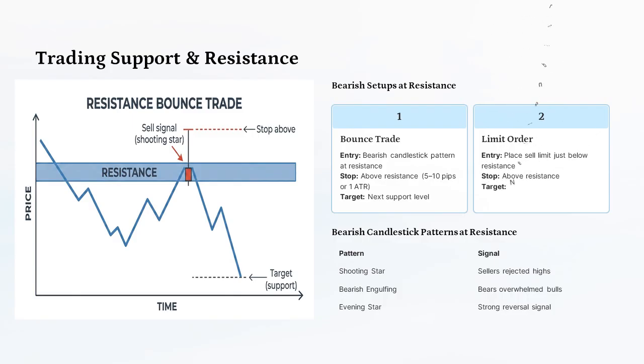The key insight is this. Support and resistance levels tell you where to look. Candlestick patterns tell you when to enter. The combination is powerful. A bullish pattern at a strong support level is a high probability setup. A bearish pattern at a strong resistance level is equally powerful.